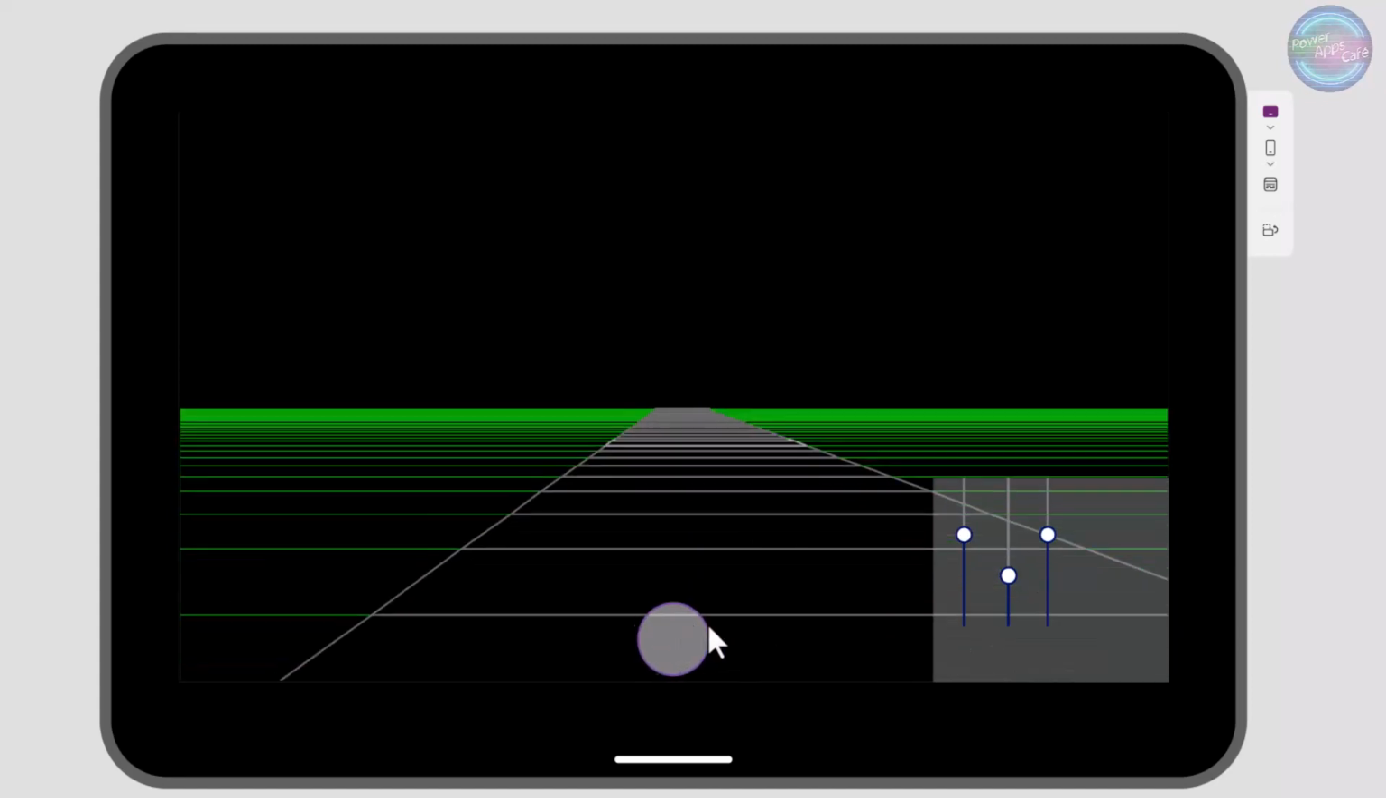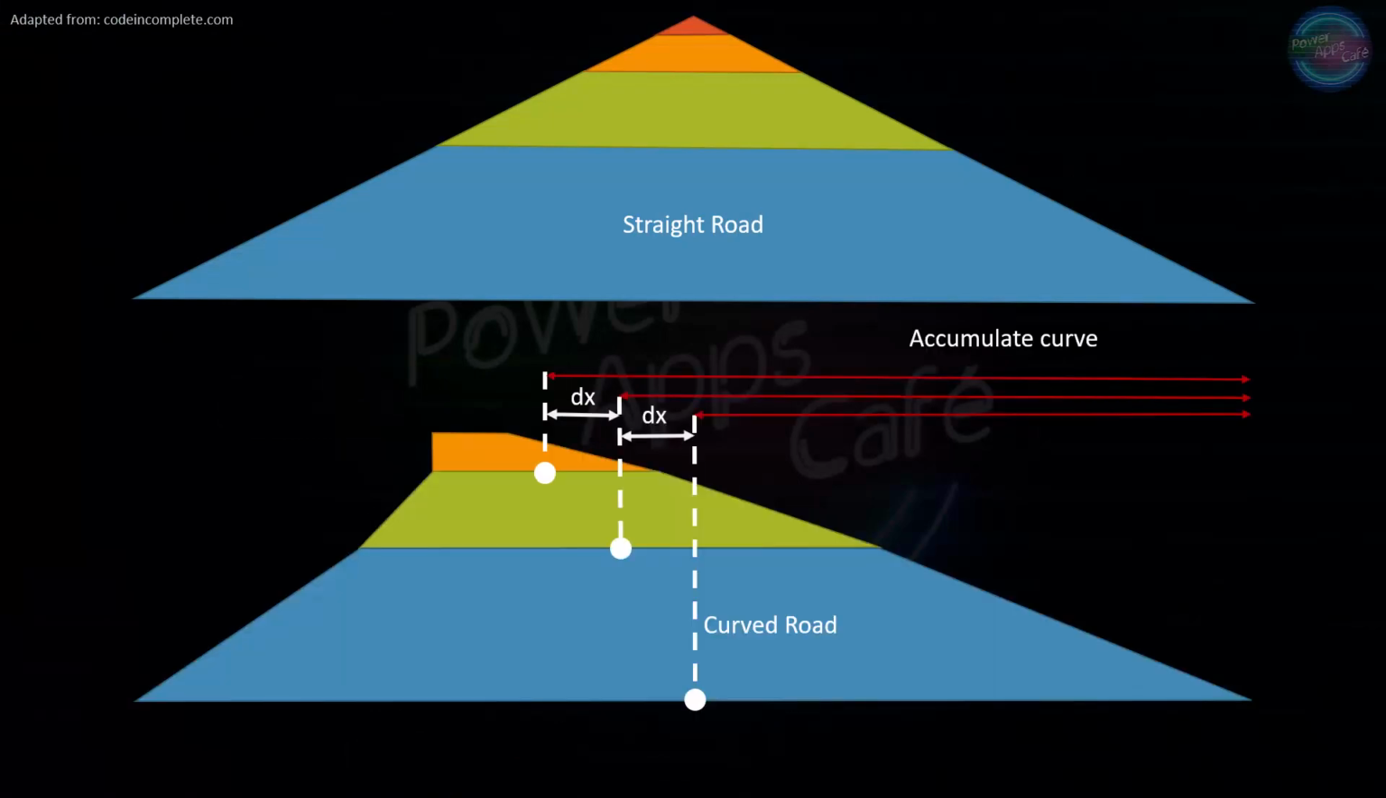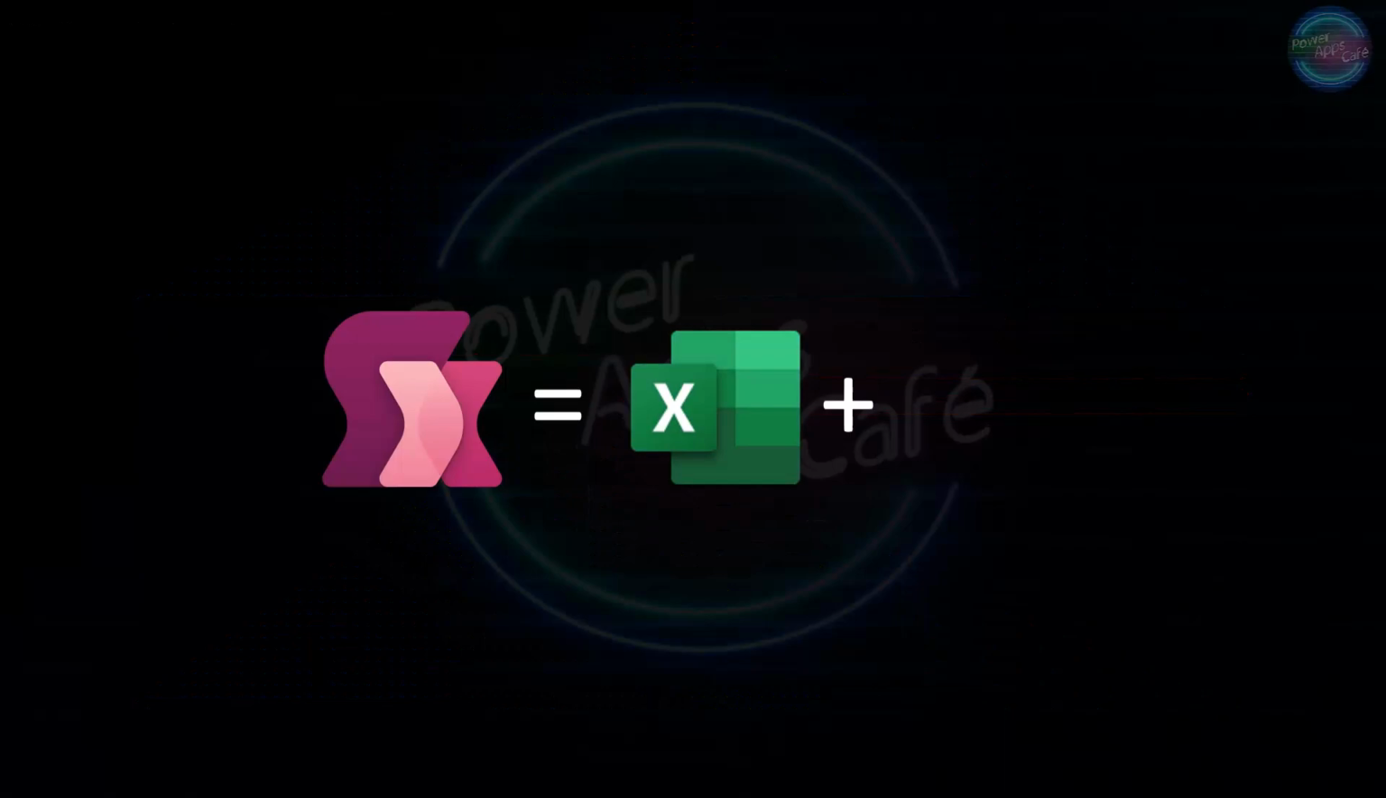If there were mountains in the way, we'd need hills and curves. And luckily we can cheat with this too by using an accumulation of that curve technique. And I found a really good explanation of that here. So PowerFX is basically Excel plus, plus, plus, plus, plus, plus. And let's build a spreadsheet to do the maths and check it all works out.